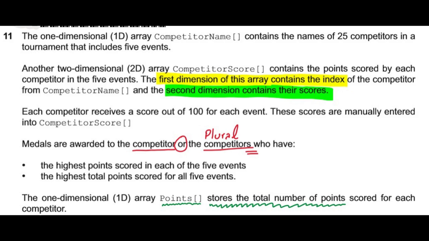Each competitor receives a score out of 100 for each event, and there are 5 total events. These scores are manually entered into competitor score. So the user has to enter these scores in the array competitor score.